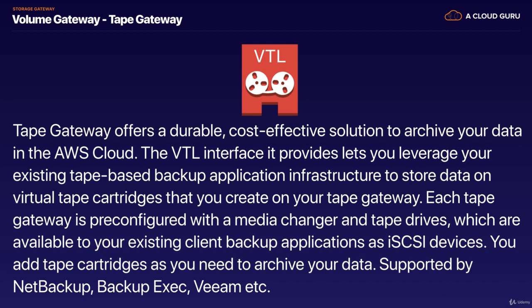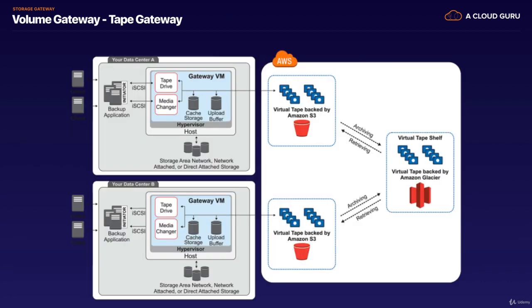Each Tape Gateway is pre-configured with a media changer and tape drives, which are available to your existing client backup applications as iSCSI devices. And you can add tape cartridges as you need to archive your data. It's supported by really popular backup software like NetBackup, Backup Exec, Veeam, etc. And this is what it looks like. Over here, we've got Data Center A, Data Center B. We've got our tape drives. This is running as a gateway virtual machine, so this is our storage gateway. And essentially, it's just replicating our virtual tapes to S3. And of course, you can then archive them off to Glacier as well to keep your costs low.